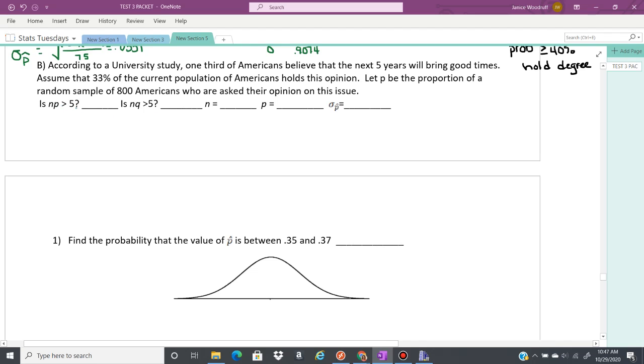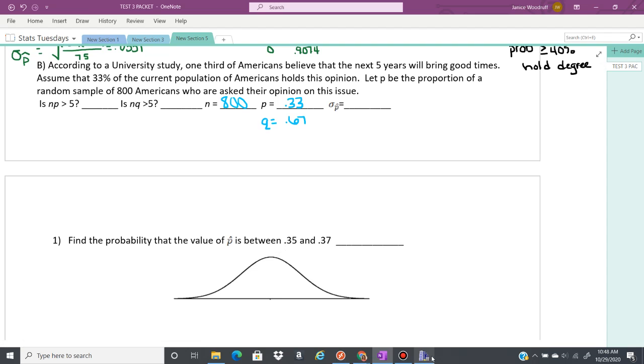Okay, so is np greater than 5? Is nq greater than 5? So we'll get back to that. We need p and q to do that. So n is 800. p is going to be the proportion of Americans that believe that the next 5 years will bring good times, so that's 0.33. Q, I'm going to go ahead and put over here. If p is 0.33, then q should be 1 minus 0.33, so 0.67. Okay, now I can do the np and nq. That's a really big sample size, so we should be fine.